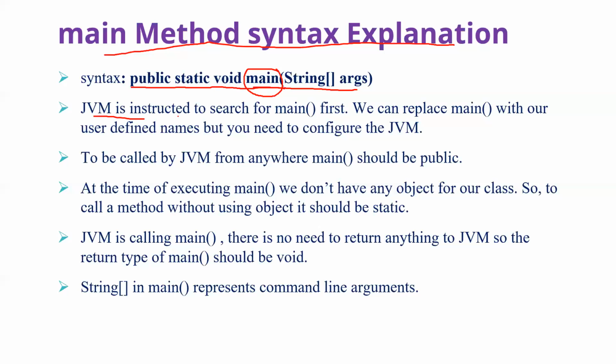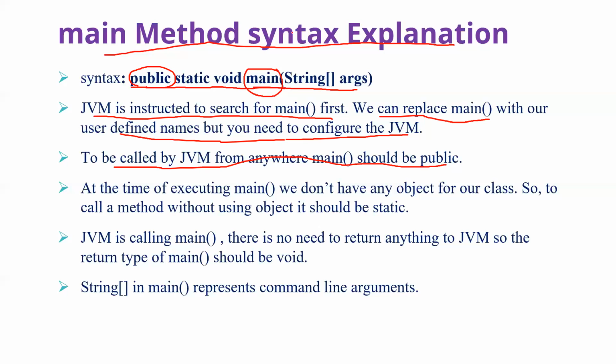JVM is instructed to search for the main method first. We can replace the main method with our own user defined names, but you need to configure the JVM, meaning you need to develop your own JVM. Now, why should the main method always be public? To be called by the JVM from anywhere, our main method should be public, because our program may be saved at any location. JVM should recognize that and call that method, so it should be public only.